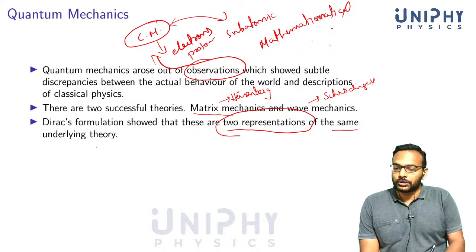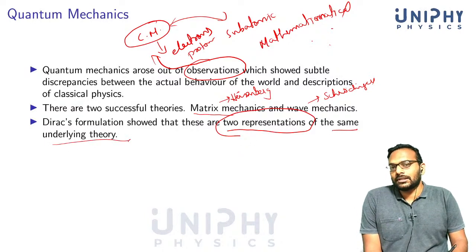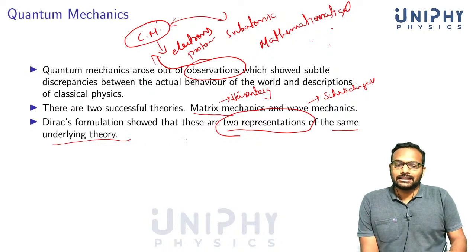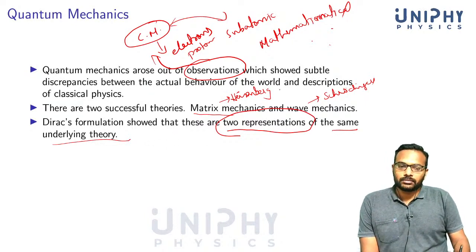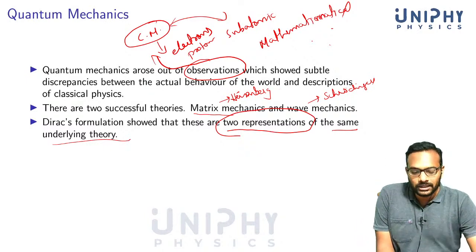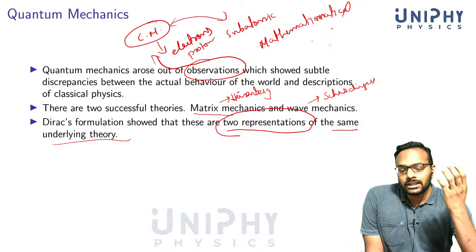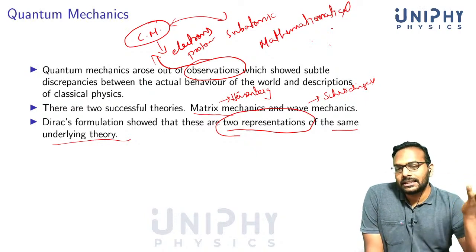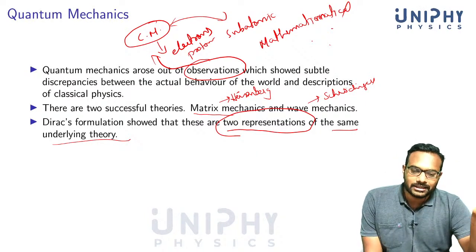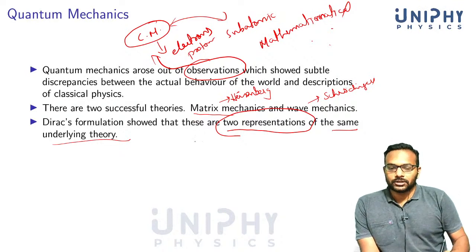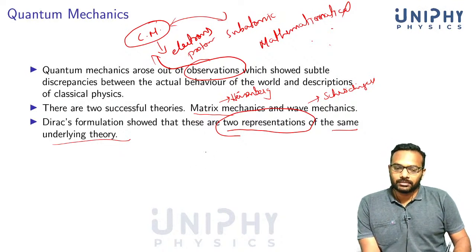It's that underlying theory that we are going to study first, because that's logically more beautiful. We can study this underlying theory of which matrix mechanics and wave mechanics are representations. That's what we'll be doing first. So this was just an introduction to quantum mechanics, and the way I explain things is not historical. This is not the way in which quantum mechanics was developed historically.